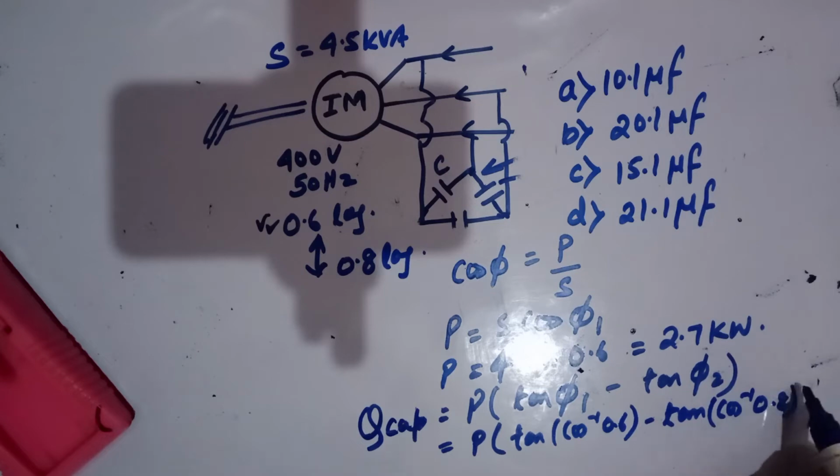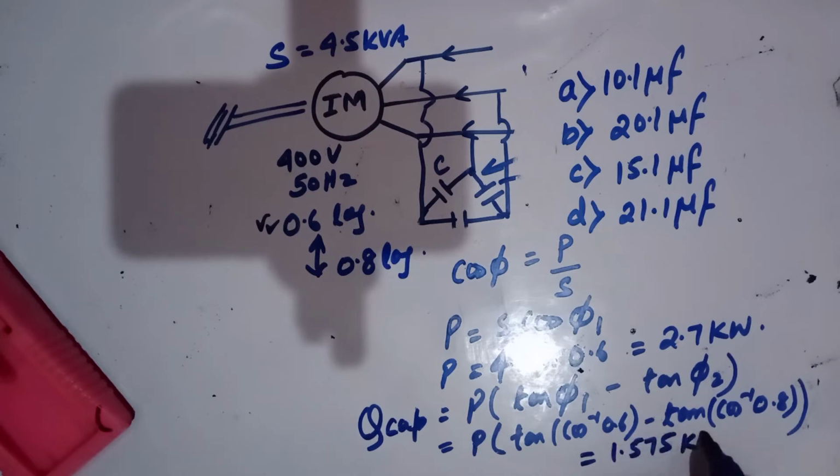Here P is 2.7 kilowatt. So if you put in all the values and calculate it, putting 2.7 here and tan of everything, you will get 1.575 kVAR. So this is your reactive power, and this is your three-phase reactive power.